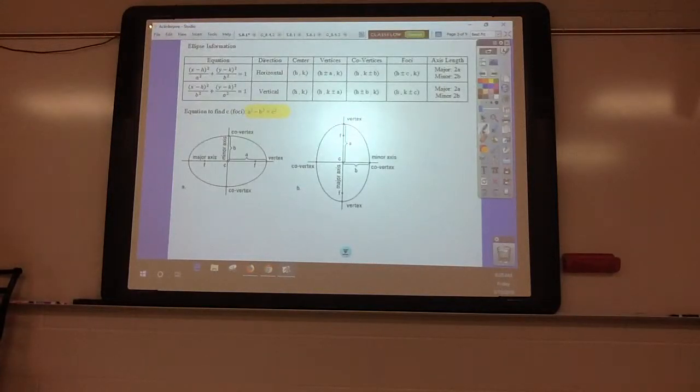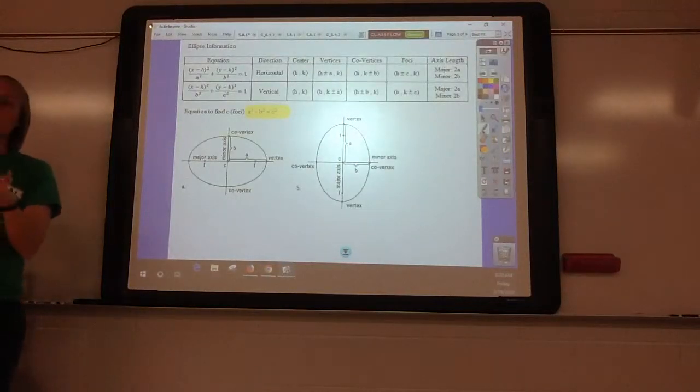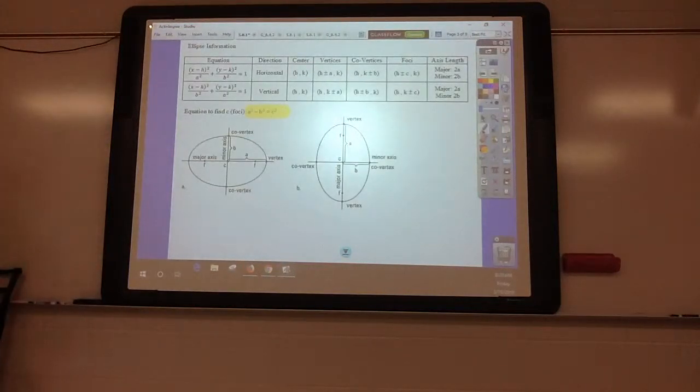Okay? So essentially the same thing with parabolas. I could give you any of the three of vertex, focus, and directrix, and you could find the third one. Here's the same thing. I can give you any of the three of co-vertices, vertices, and foci, and you can find the third one. Okay, but you have to use that equation right there.